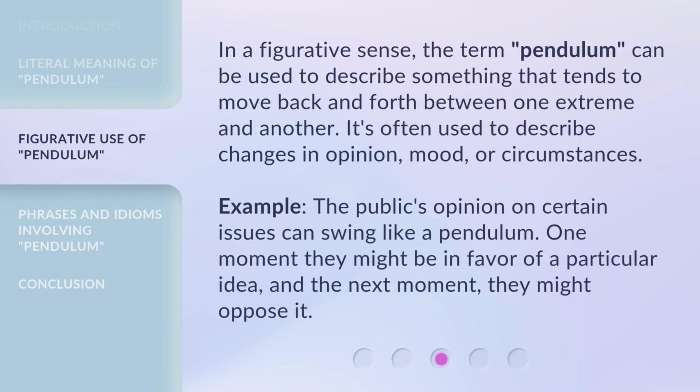In a figurative sense, the term pendulum can be used to describe something that tends to move back and forth between one extreme and another. It's often used to describe changes in opinion, mood, or circumstances. Example: the public's opinion on certain issues can swing like a pendulum. One moment they might be in favor of a particular idea, and the next moment, they might oppose it.